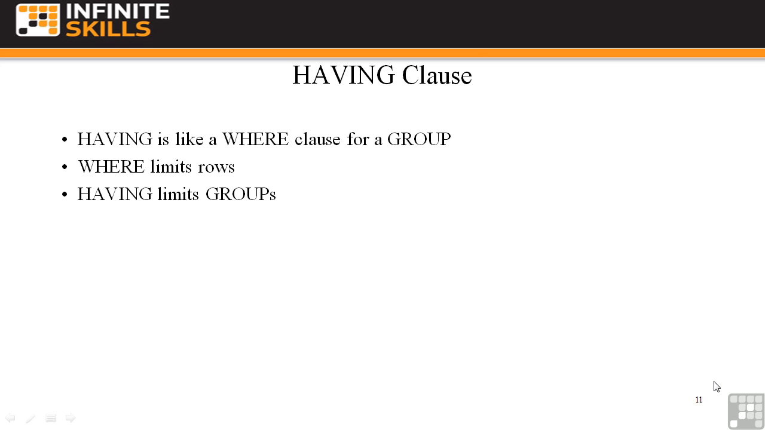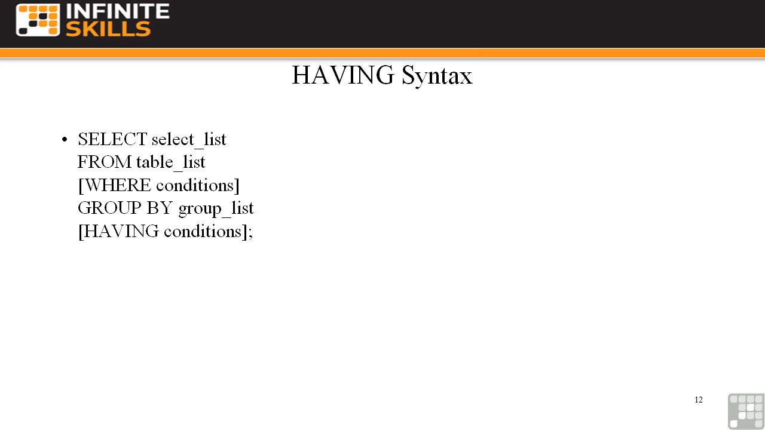We know how to eliminate rows by using the where clause. And a having clause is like a where clause for a group. The where clause limits the rows that come back. Having clause limits the groups. Here's the basic syntax. We've got, of course, the select and from at the top, and then optionally, that's what the square brackets are for, we can specify where conditions.